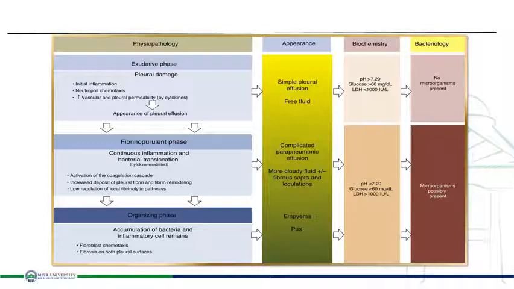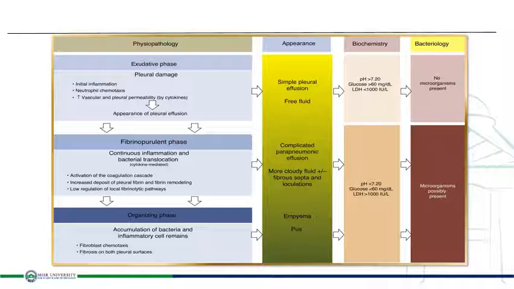This fluid is usually similar to serum in composition, with pH more than 7.2, glucose level more than 60 mg per deciliter, and LDH less than 1000 international units per liter. In this stage, this fluid is almost always sterile with no microorganism presence.